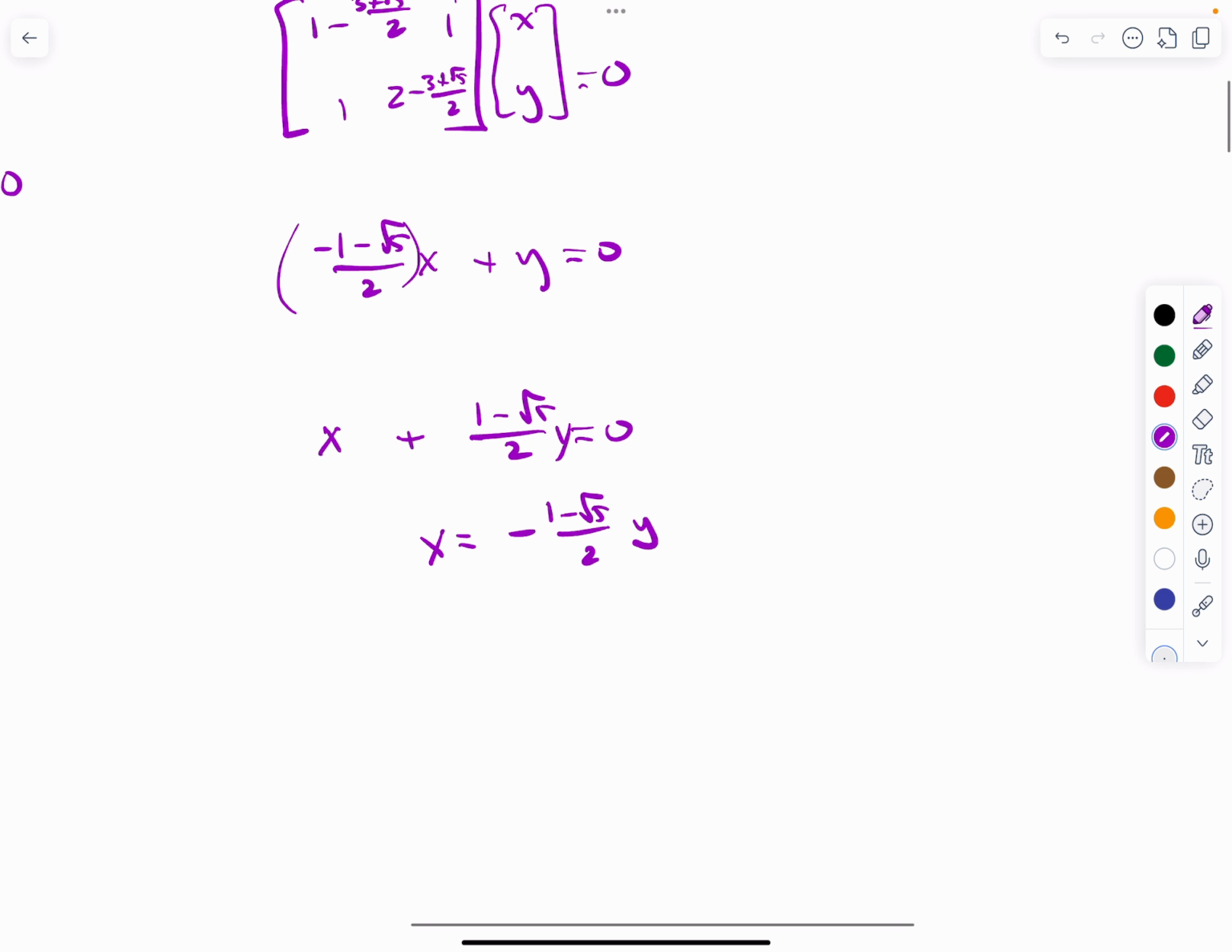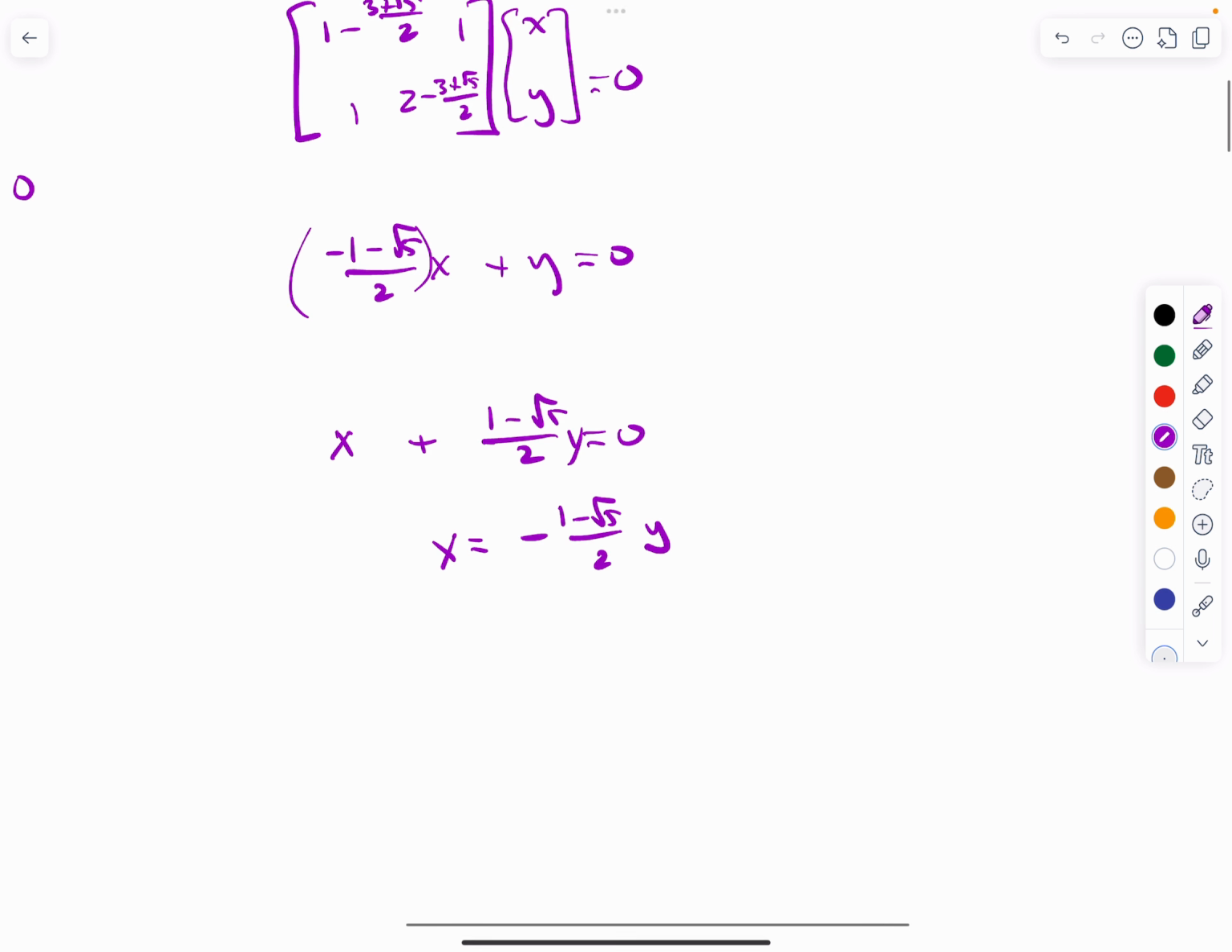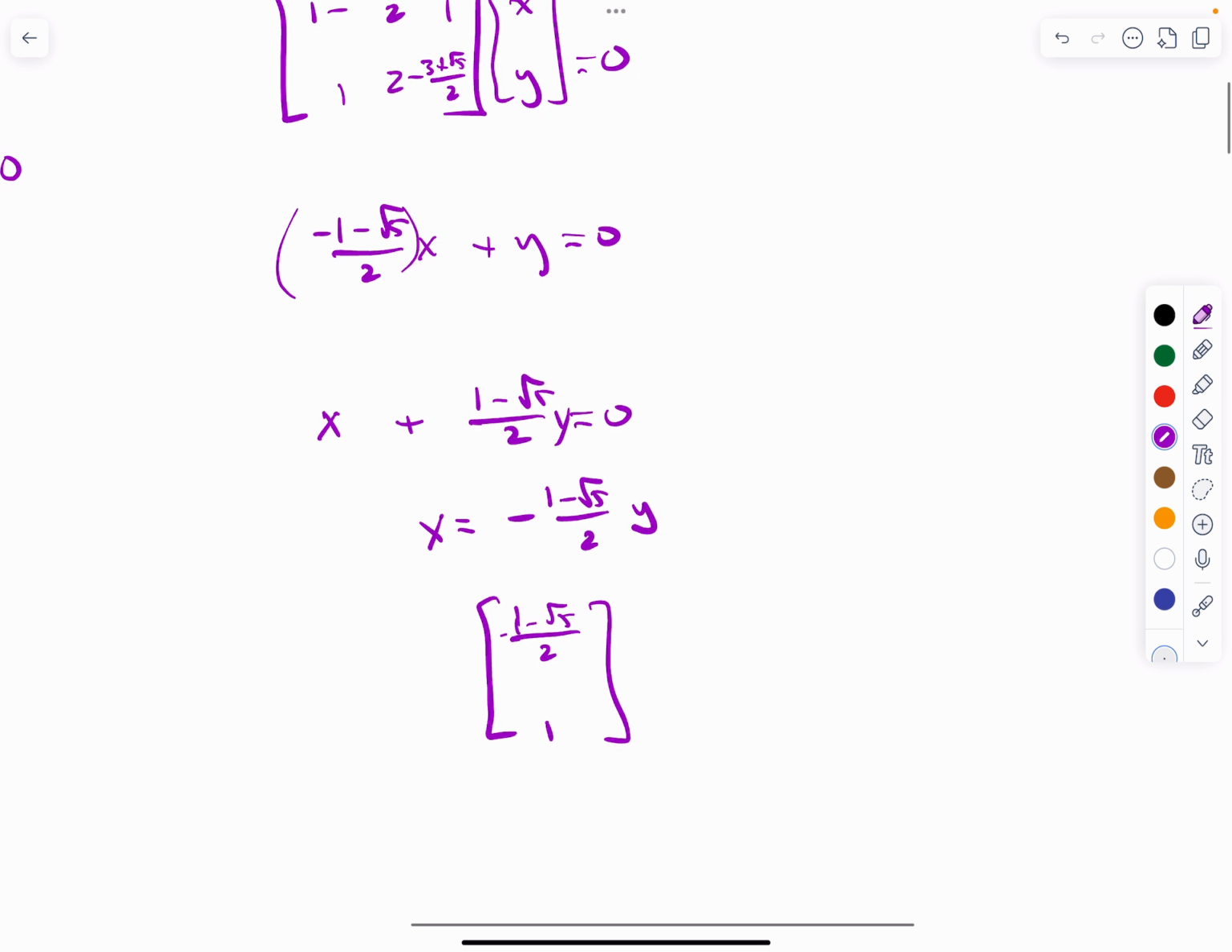So let's let y equal 1, I guess. And then x is negative 1 minus radical 5 over 2. And that's going to be my vector.